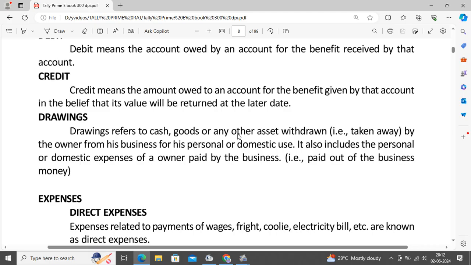Drawing refers to cash, goods, or any other asset withdrawn or taken away by the owner from his business for his personal or domestic use. It also includes personal or domestic expenses of the owner paid out of the business money.